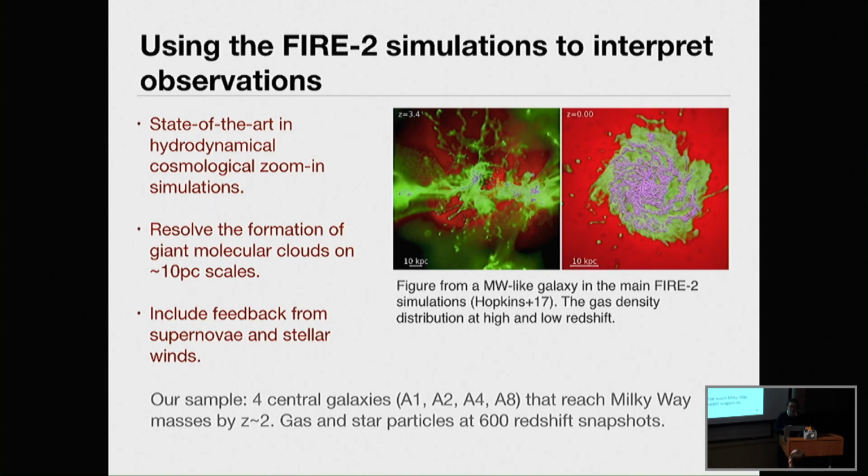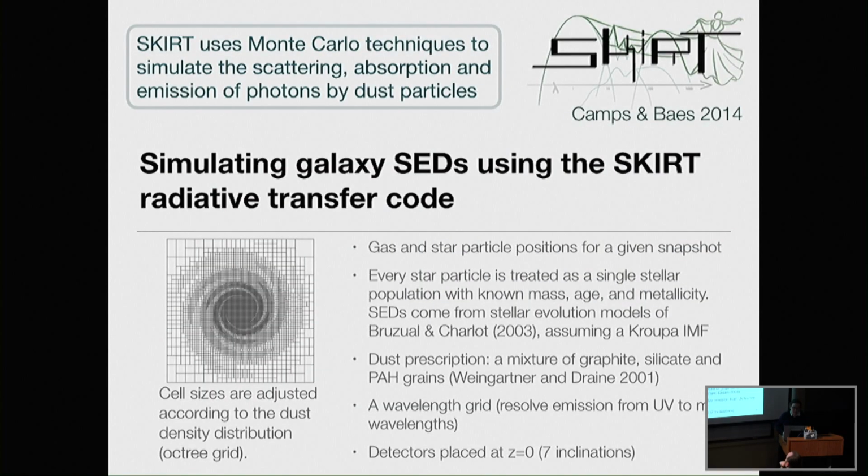So we can take information about the gas and the star particles directly from the simulations, but we don't actually have predictions for observables. So to address this, I've been doing some post-processing, and I'm using the STScI radiative transfer code for this. So I supply to the code positions of the stars and the dust particles, assign some SED to the star particles, and then track how photons propagate through the dusty medium of the galaxy.